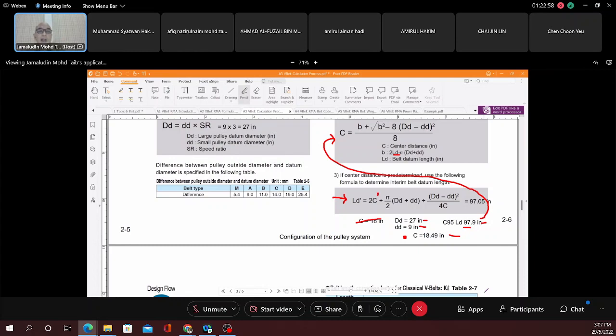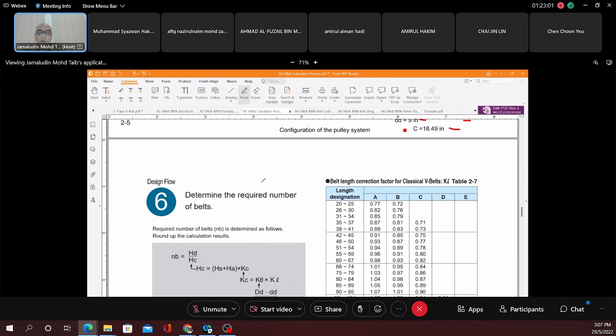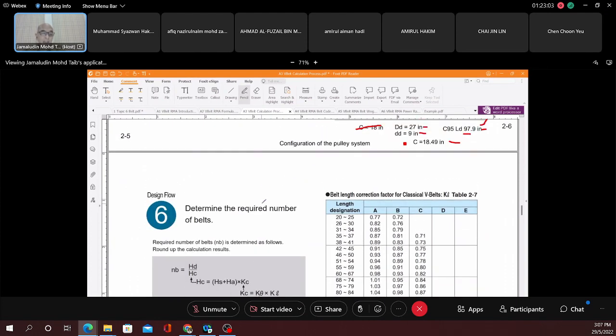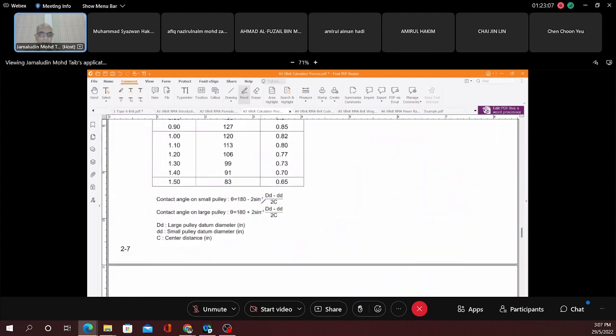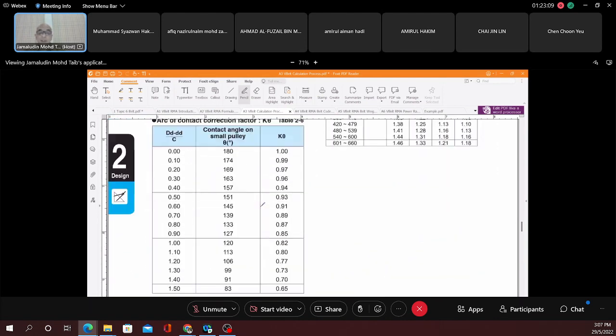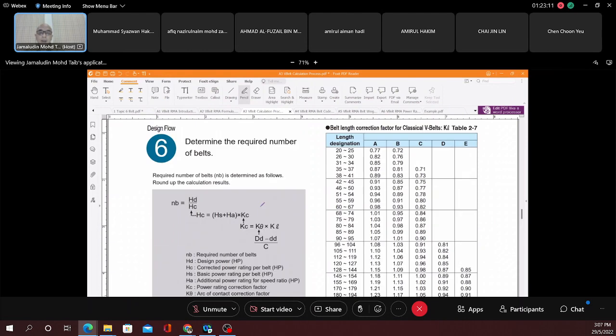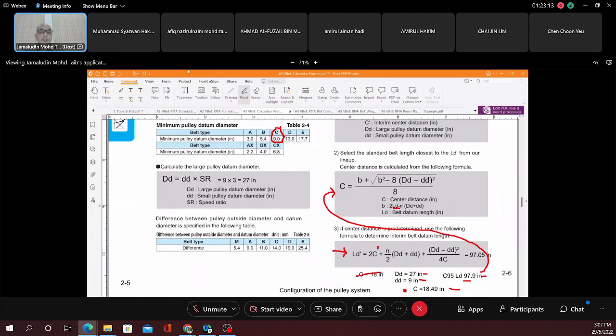Any questions so far up to here? Because after this, we're going to calculate the number of belts. I'll explain after steps 6 and 7. I think 7 is done. That means we have two more steps left. Okay, any questions so far?